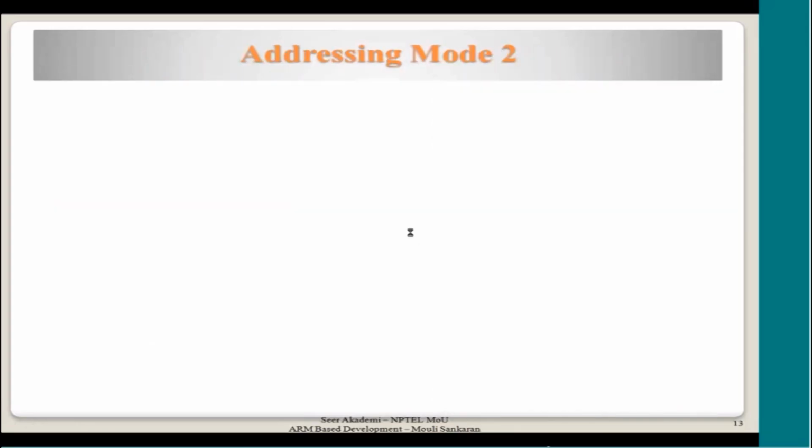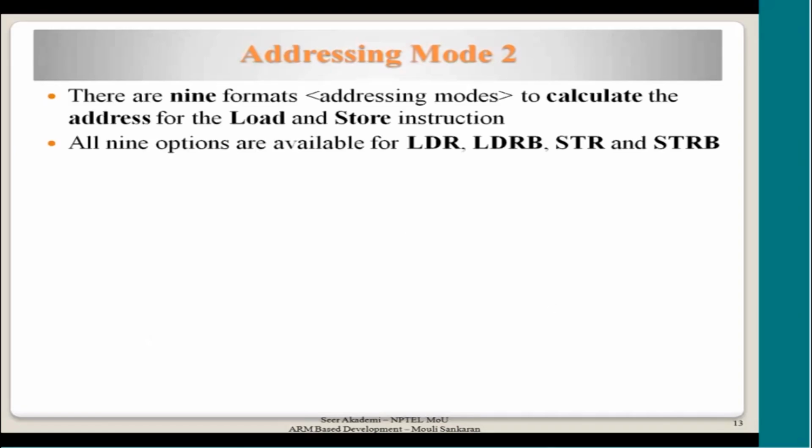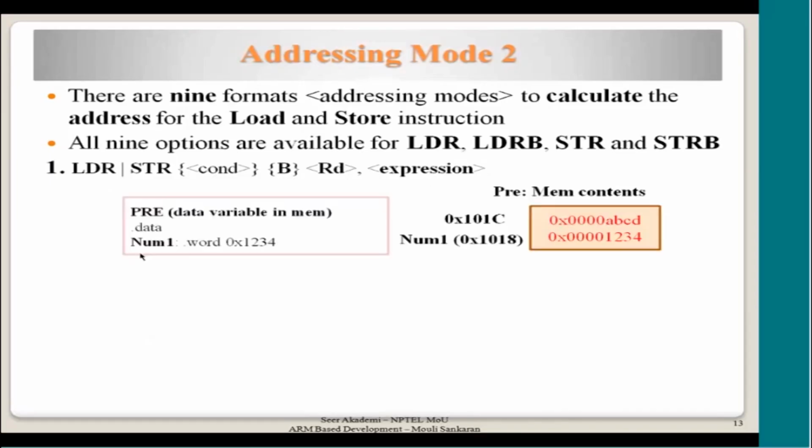I told you LDR or LDRB or STR or STRB based on byte. Now there is a first mode which is called LDR STR conditional flag B and expression. What does it mean? I will give an example. See, here you have to pay a little attention.